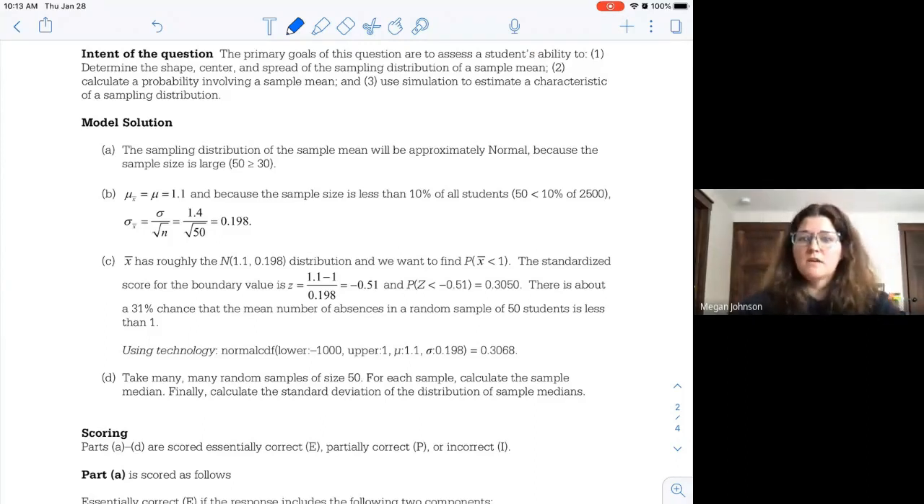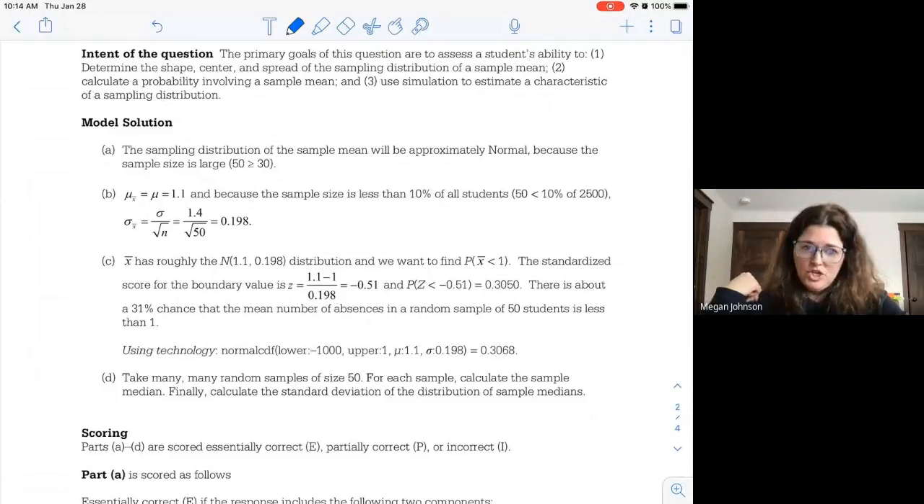The central limit theorem tells us that if we pull a sample size and take the mean, as we take the mean of those samples, we approach a normal distribution. And if our sample size is large enough, we can call that distribution approximately normal. So I'm kind of surprised here that in their model solution, they don't reference the central limit theorem.